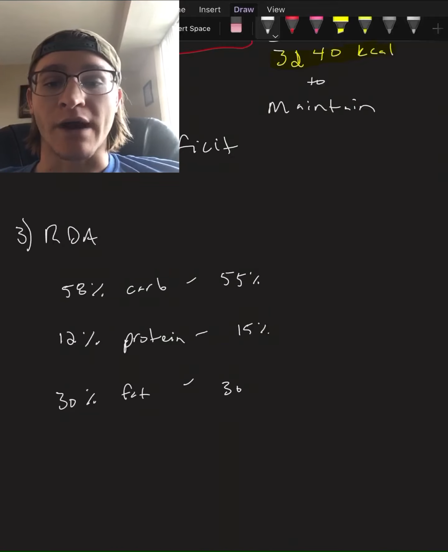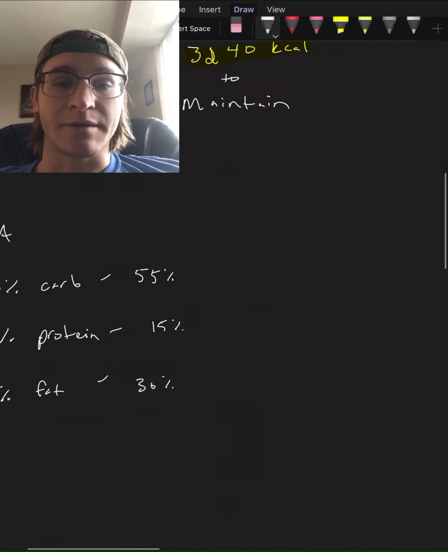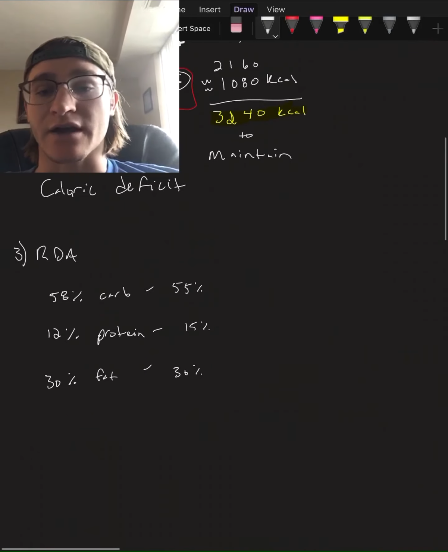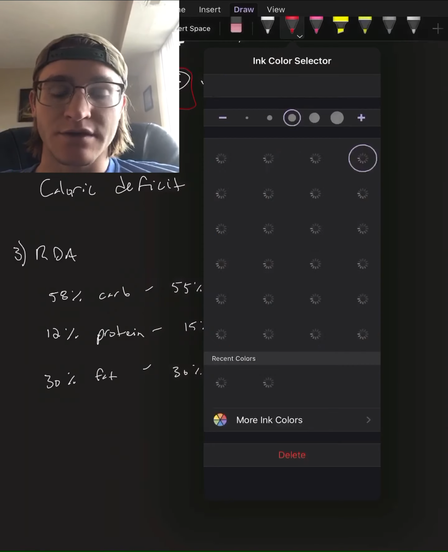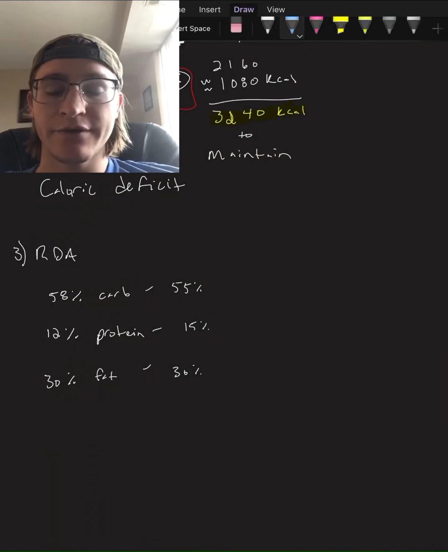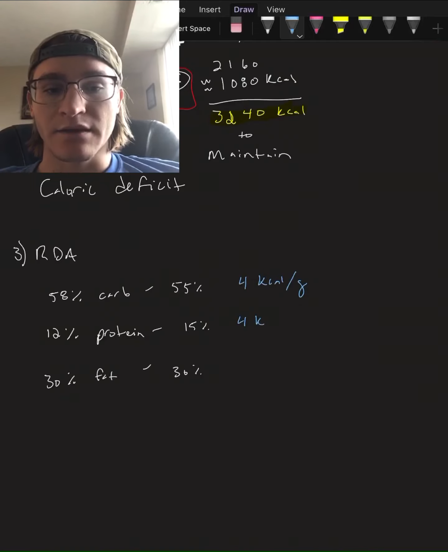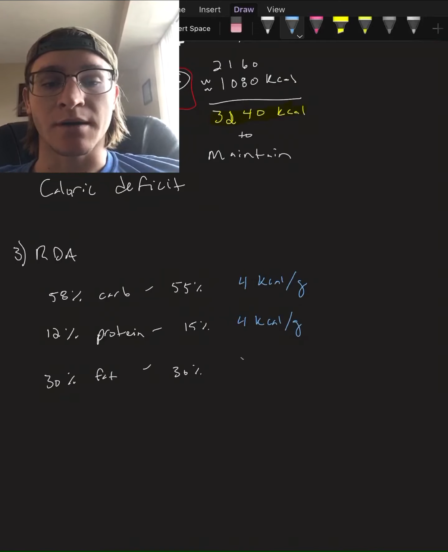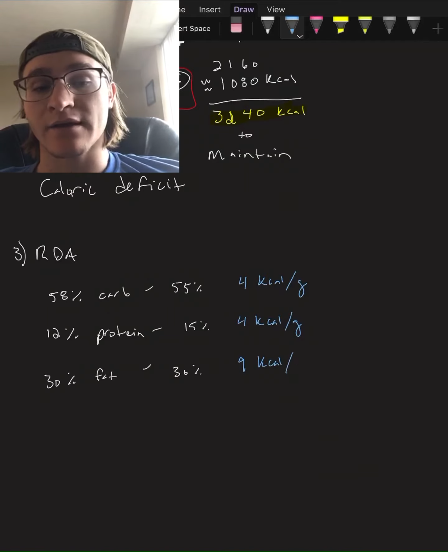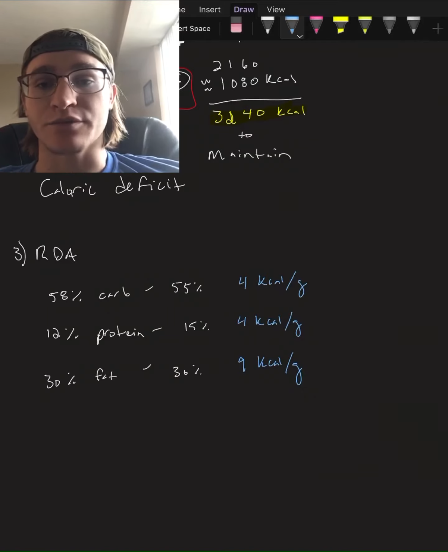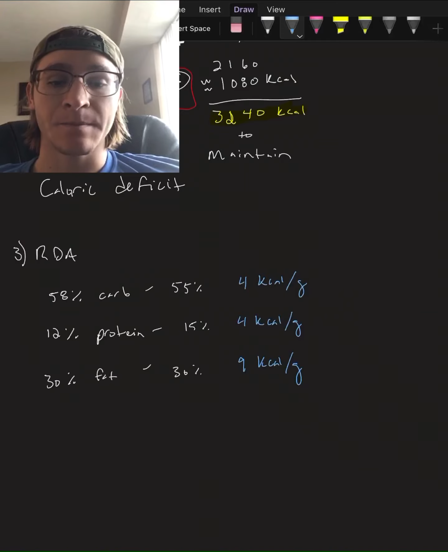I'm going to round these down and up so that they make more sense mathematically and they're easier to calculate for you guys and myself. So we're going to have 55% carbs, 15% protein, and 30% fats in our daily intake. These in blue here are very important ways we could distribute from kilocalories to grams. So for carbs and proteins, we have 4 kilocalories per gram. And then in fats, we have 9 kilocalories per gram.